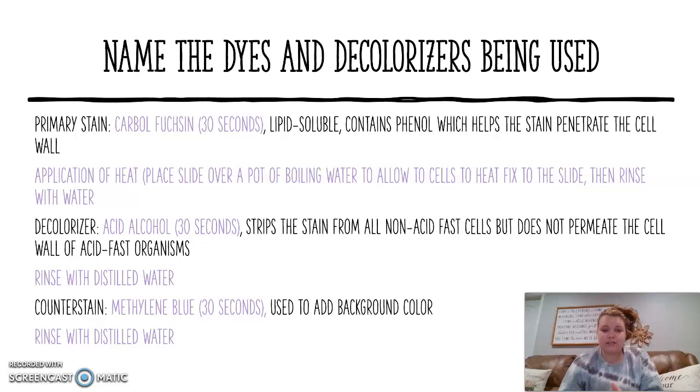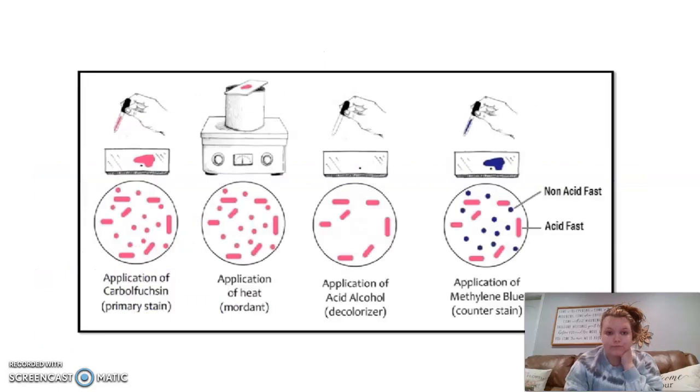Next is our decolorizer, which is acid alcohol. We're going to let the acid alcohol sit on the slide for about 30 seconds. The decolorizer strips the stain from all non-acid fast cells, but does not permeate the cell wall of acid fast organisms. Next, we're going to rinse that with distilled water. And then last but not least, we're going to add our counterstain, which is methylene blue, again for 30 seconds. The counterstain is used to add the background color, which is the blue color that we'll see. And then we'll rinse with distilled water, and we're ready to look at it under our microscope.